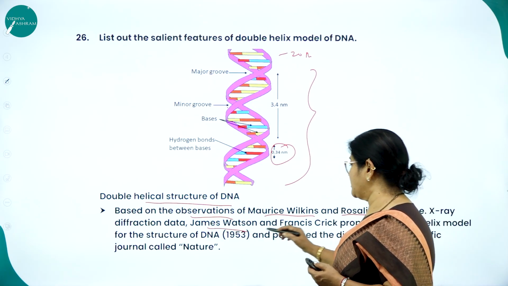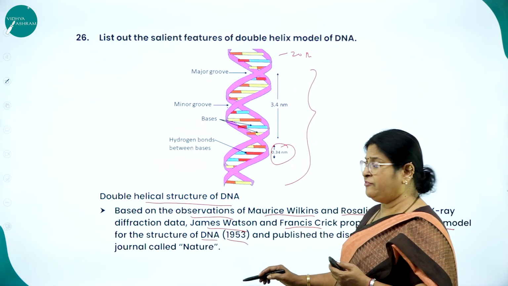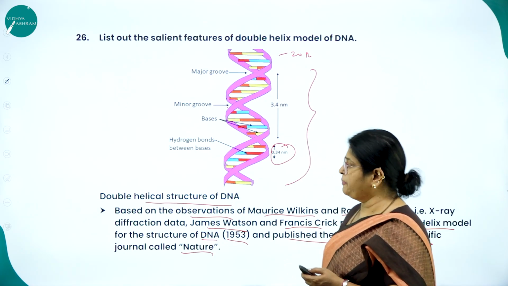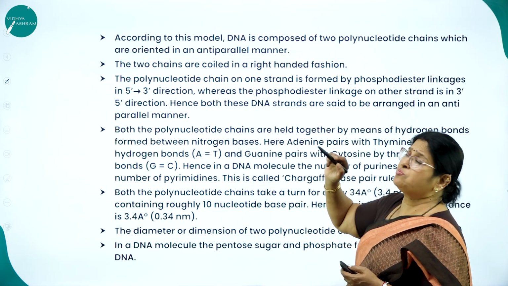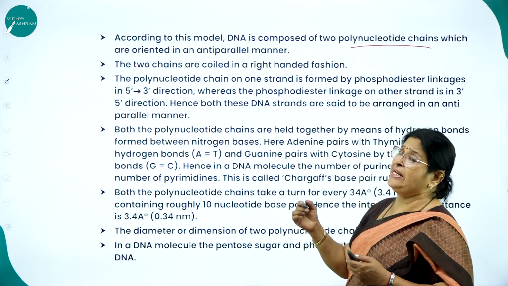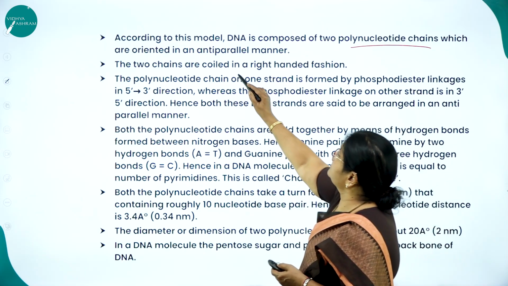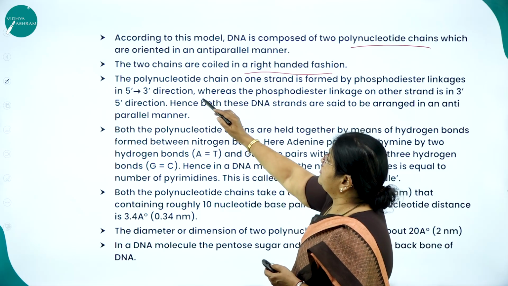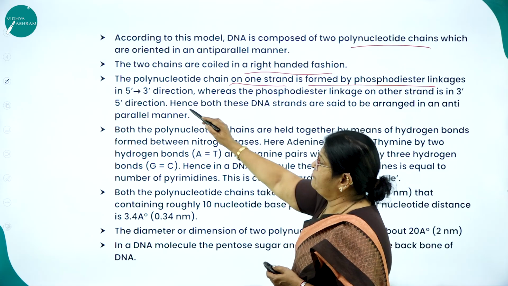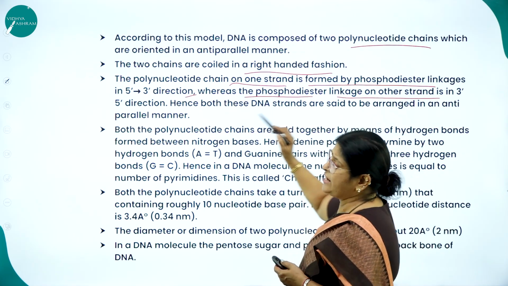James Watson and Francis Crick proposed the double helix model for the structure of DNA in 1953 and published the discovery in a scientific journal called Nature. What are the features? According to this model, DNA is composed of two polynucleotide chains which are oriented in an anti-parallel manner, that is 5' to 3' and 3' to 5'. The two chains are coiled in a right-handed fashion. The polynucleotide chain on one strand is formed by phosphodiester linkage in 5' to 3' direction, whereas the phosphodiester linkage on the other strand is 3' to 5'.